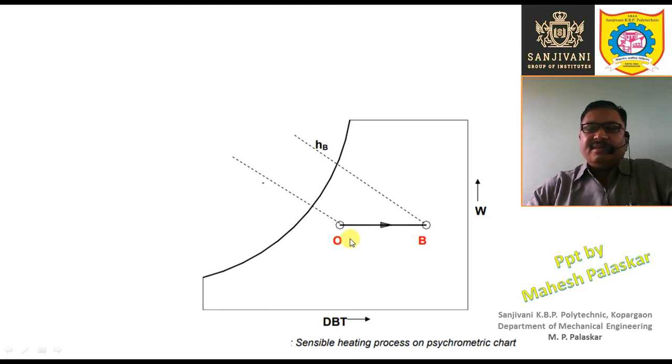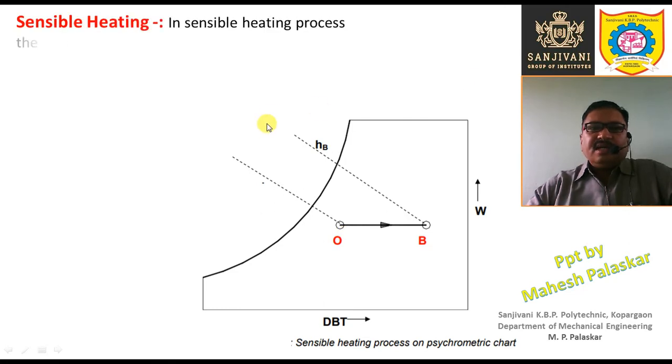So the sensible heating process is represented on the psychrometric chart like this, by this horizontal line along with the arrow. This horizontal line OB represents the sensible heating process on the psychrometric chart. This is the psychrometric chart. Here the dry bulb temperature and the specific humidity are plotted on the horizontal and vertical axis. This is the saturation curve, and this is the increase in the enthalpy due to sensible heating process OB.